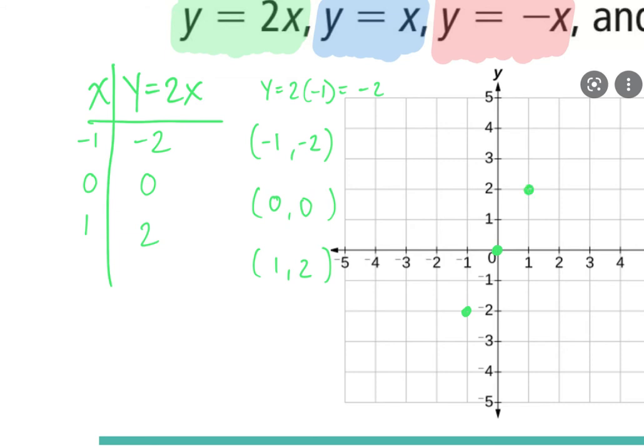And then to the best of your abilities, you guys are in Notability. You guys should be able to draw a nice straight line through those points. I am not in Notability, so I can't do it as nicely as you can, okay? Does everyone know how to draw a straight line? Yeah. You just hold your pen down and it creates a straight line. Okay?